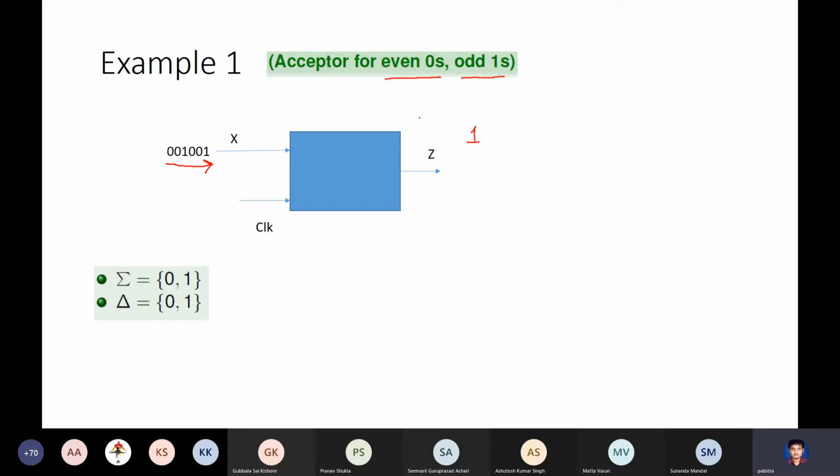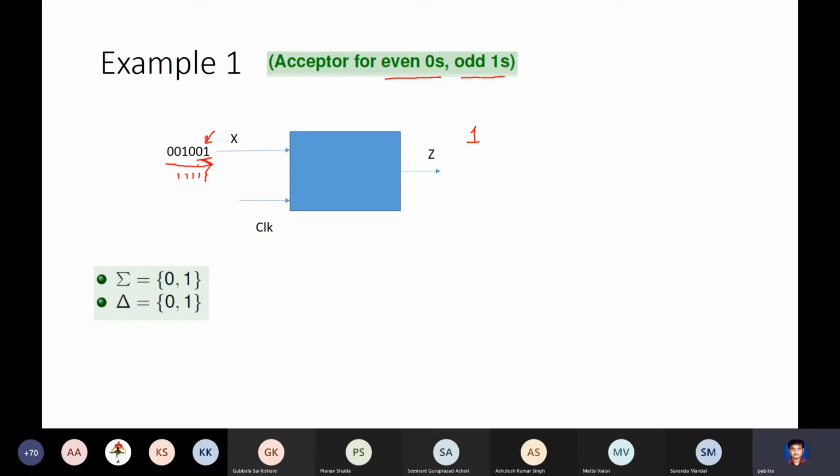Okay, so let's look at it like this. I'm assuming the bits are streaming in this direction. So first you get this, then this, then this, then this. First, it has seen 0 zeros and 1 one. So the output should be 1.